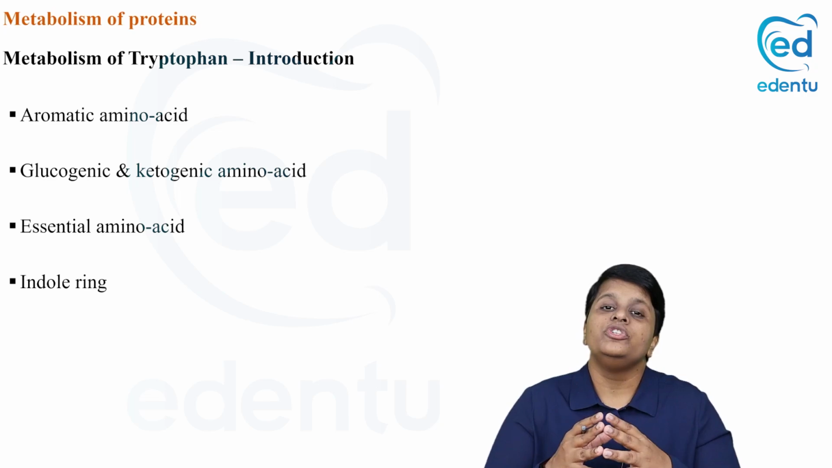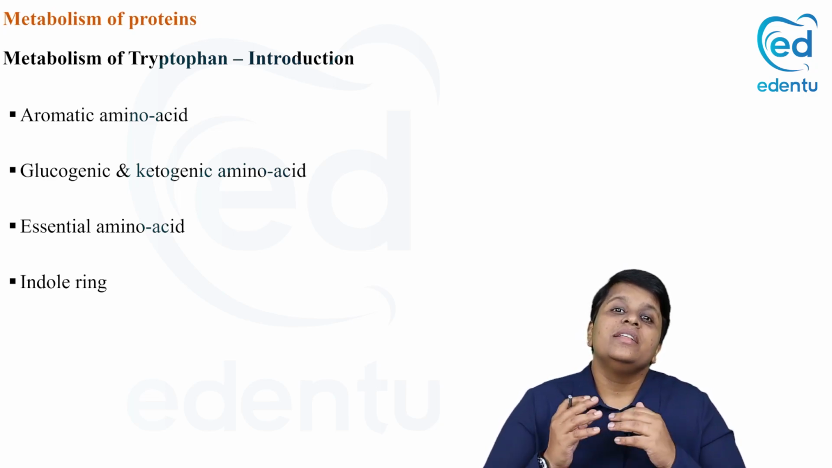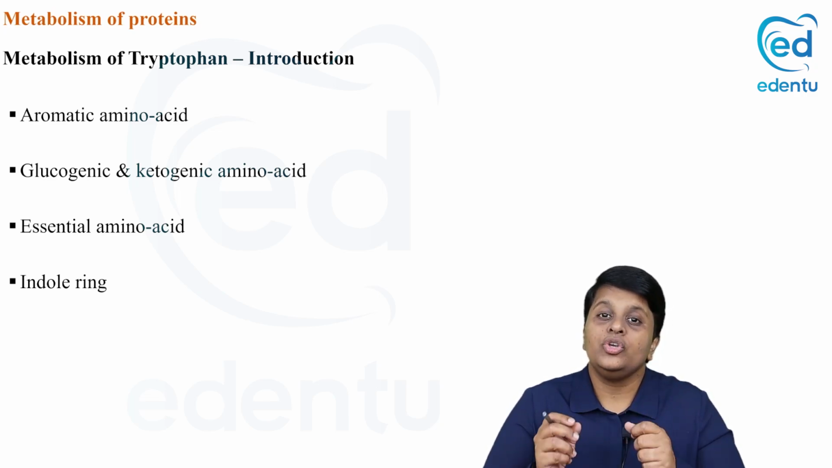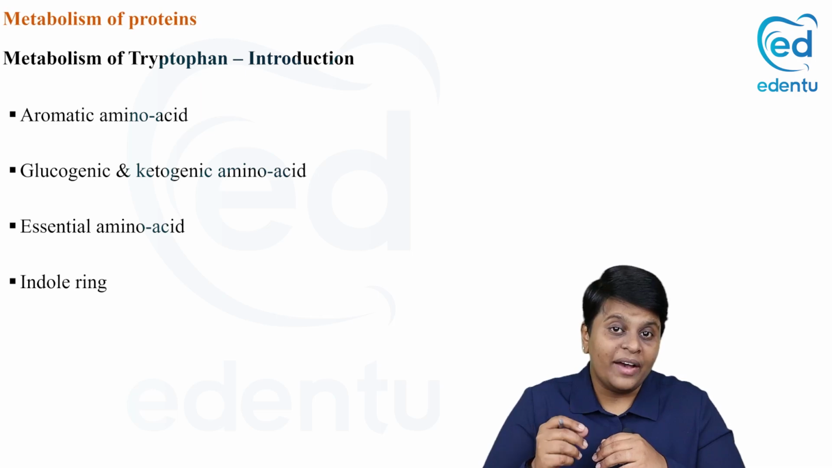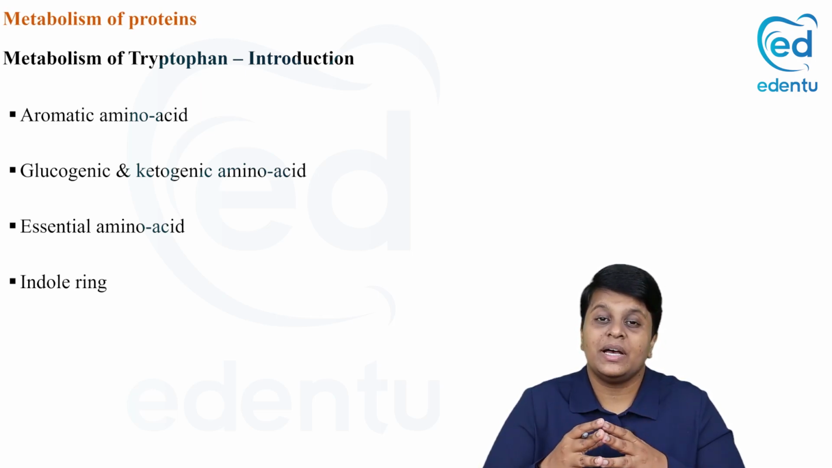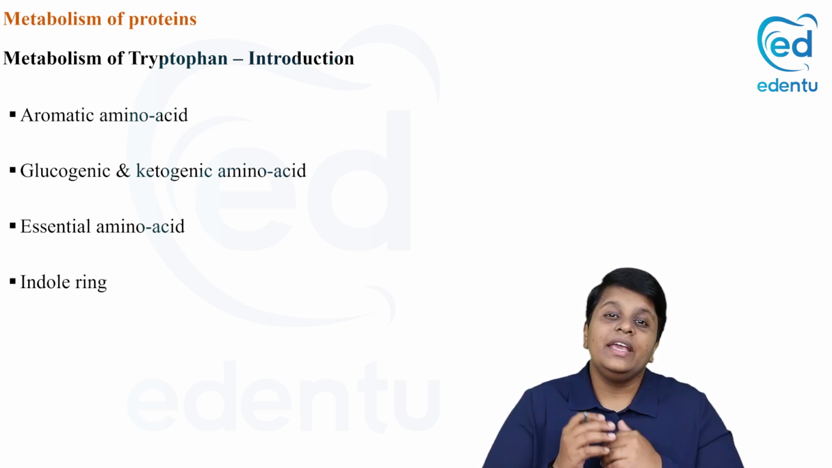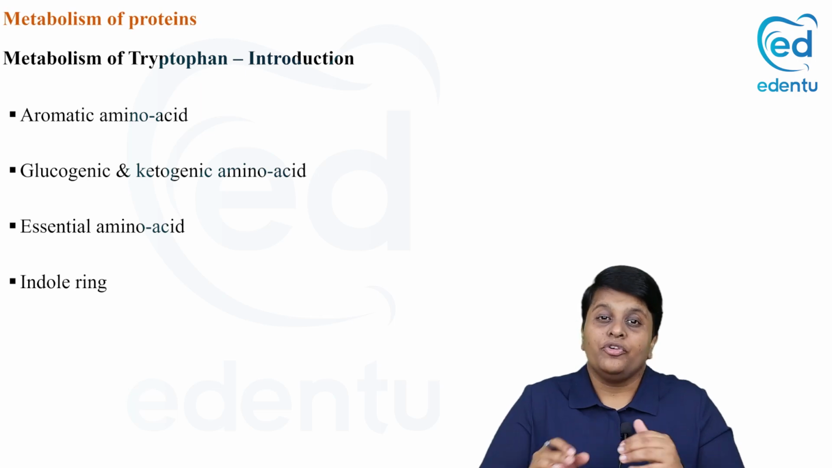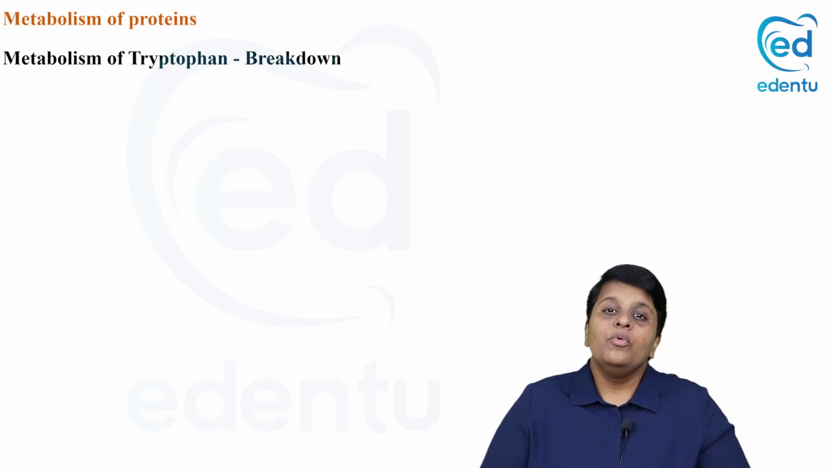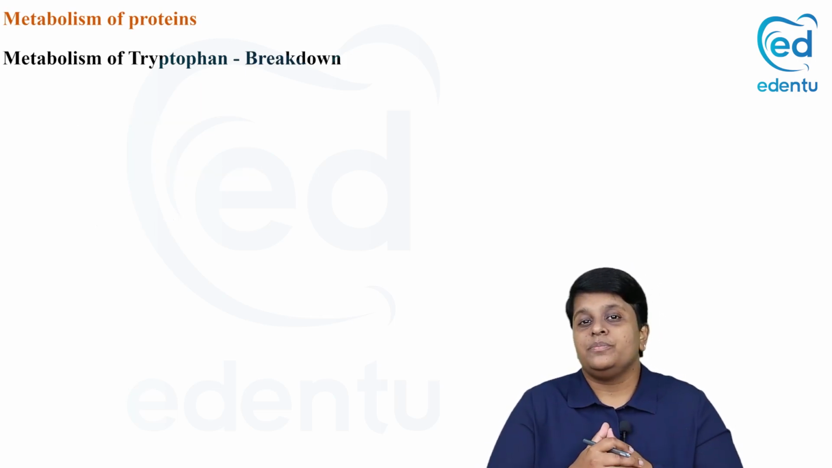And the special group which is present in tryptophan is the indole ring. So here you need to remember that you have an imidazole ring which is present in the amino acid histidine, and indole ring is present in tryptophan. Now let us move into the metabolism of tryptophan.